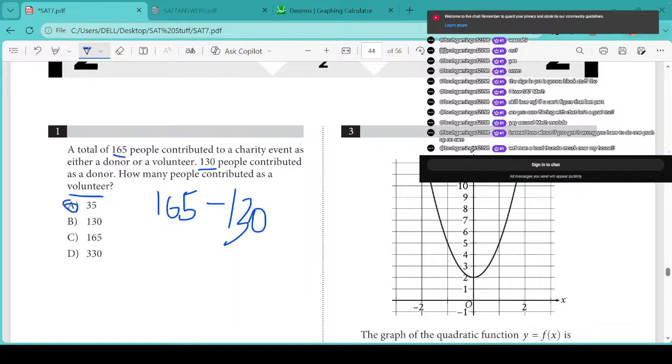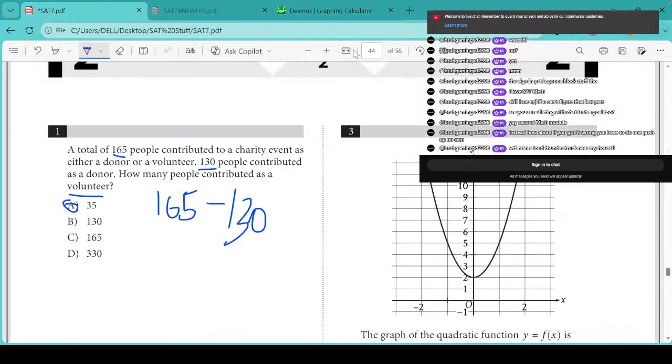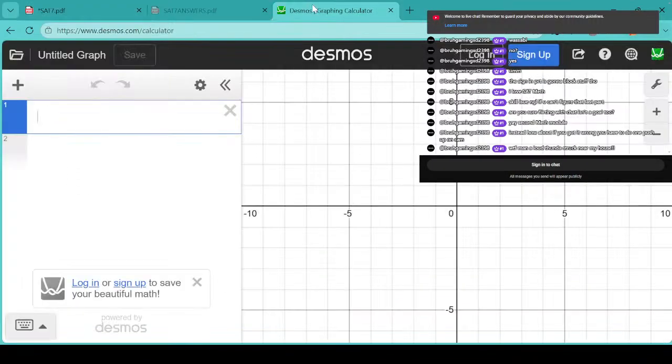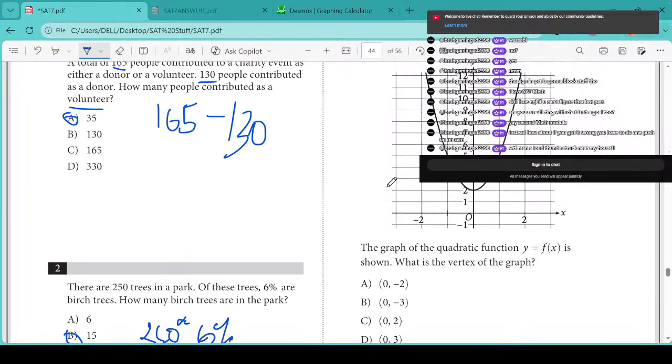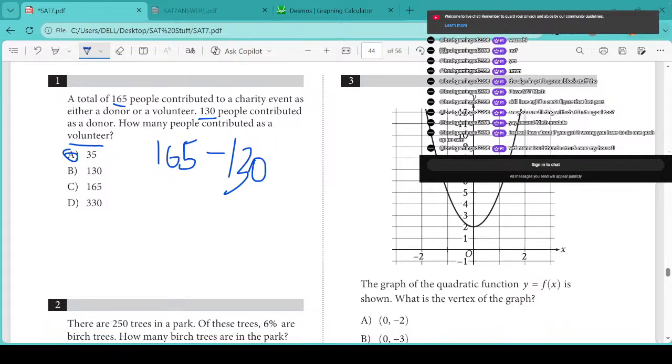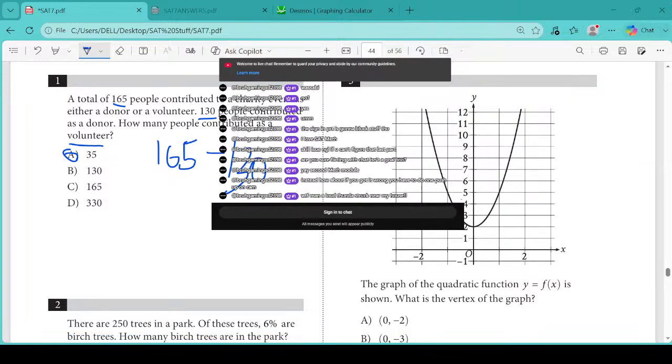Anyways, what are we doing? Alright, we're checking our calculation. 250 times 6%. And it seems I was right, it's 15. Let's move on to our question 3.